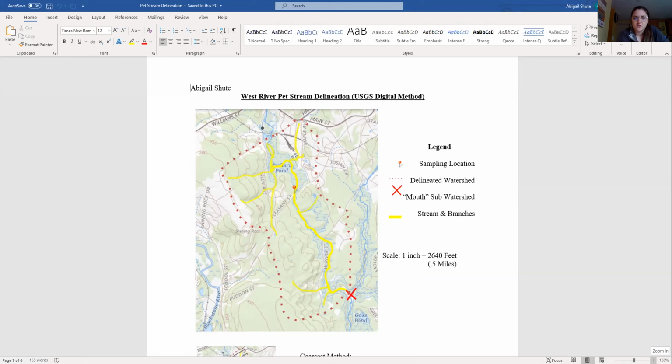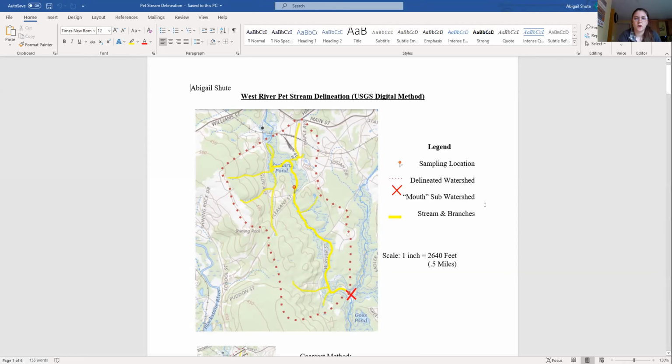Yeah. So to begin, do you want me to talk about how I delineated the watershed or do you just want me to jump into like the Corcest method or anything specific, or just the whole thing? Well, you printed out a copy and it also looks like you did something using the draw function, right? Yeah. In Word. So how did that work? How did you do that?